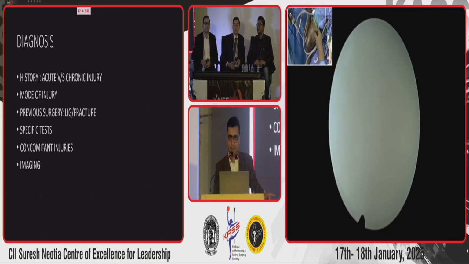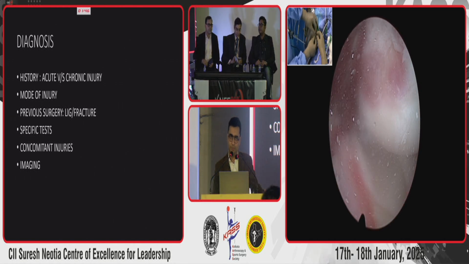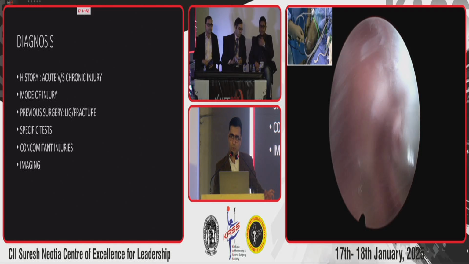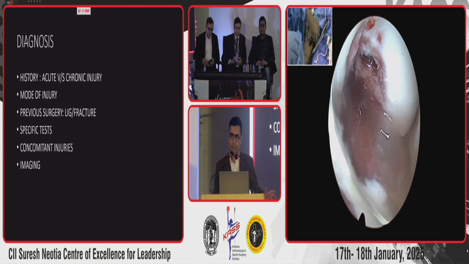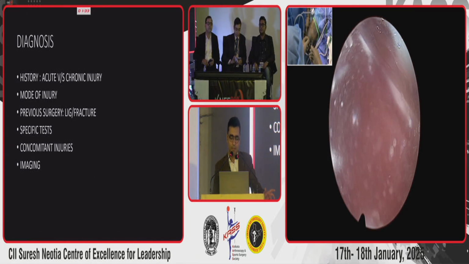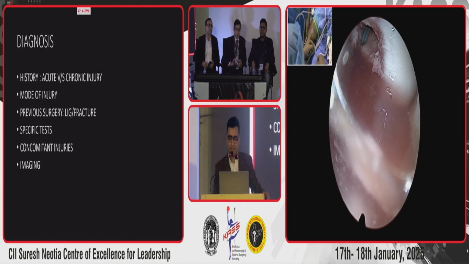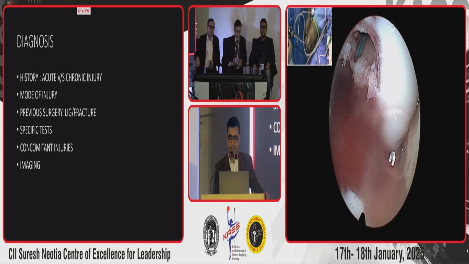Diagnosis, of course, history is important, whether it's acute or chronic injuries, the mode of injury, history of previous surgeries, ligament surgeries or fractures. Many a times people would come to you saying that they have a ligament injury, but it probably is a malunited tibia fracture, which is presenting with a varus thrust. There are specific clinical tests to diagnose this, then the concomitant injuries.